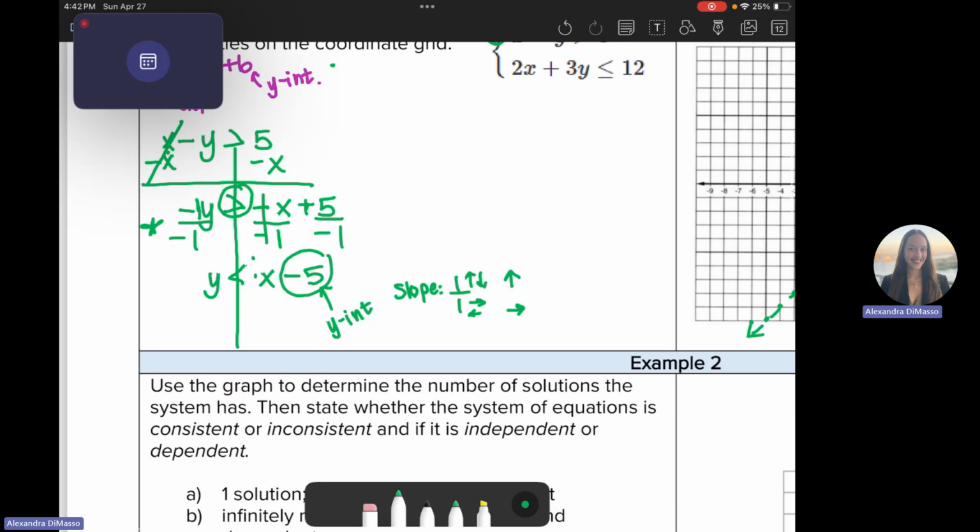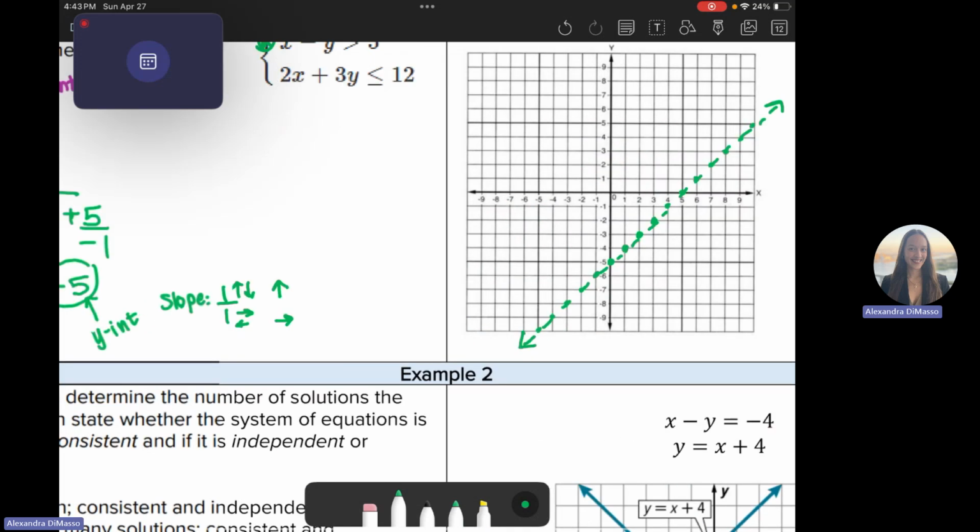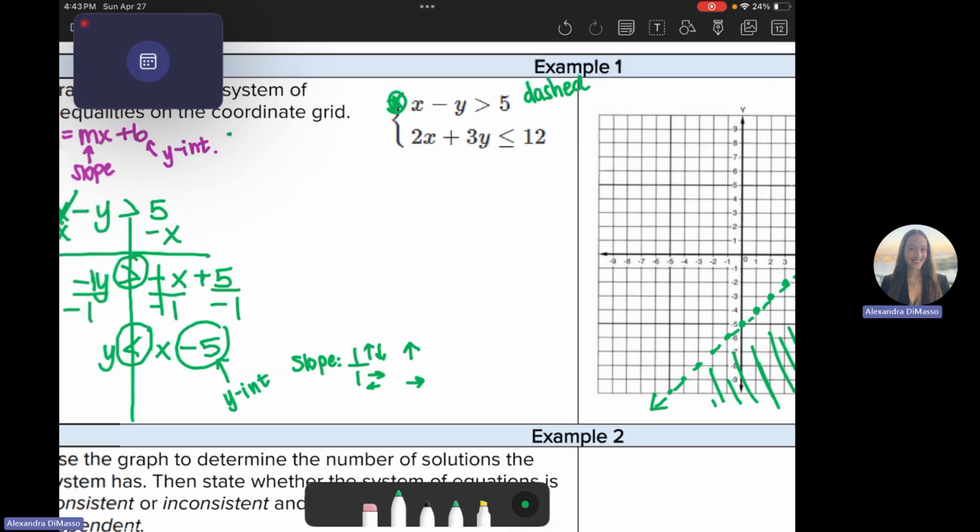Okay, and now this is a less than symbol, so I need to shade in all the numbers that are less than where my line is on my graph. So if I'm looking at my graph, greater than would be obviously above this green line, less than would be below. So I would shade this entire bottom piece here. Okay, that is one of my inequalities. Now I have to do the other one.